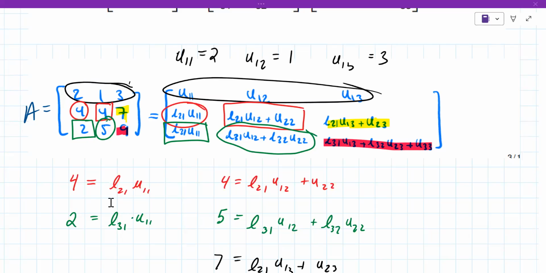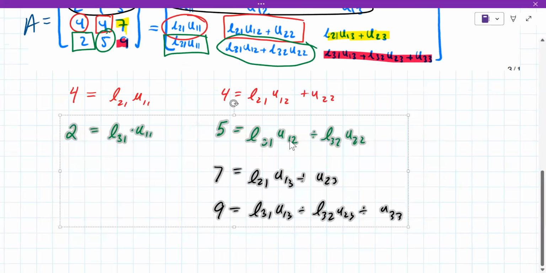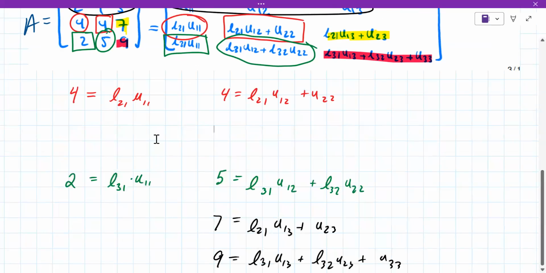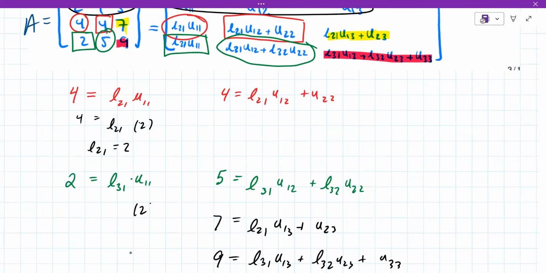So we can now solve this first equation. Let me move these down a little bit. Again, you can see that this is really 2 times L21 equals 4. So solving this equation, L21 equals 2, because 2 times 2 is 4. Same thing down here. We know U11 is 2, so we know that 2 equals L31. L31 equals 1.